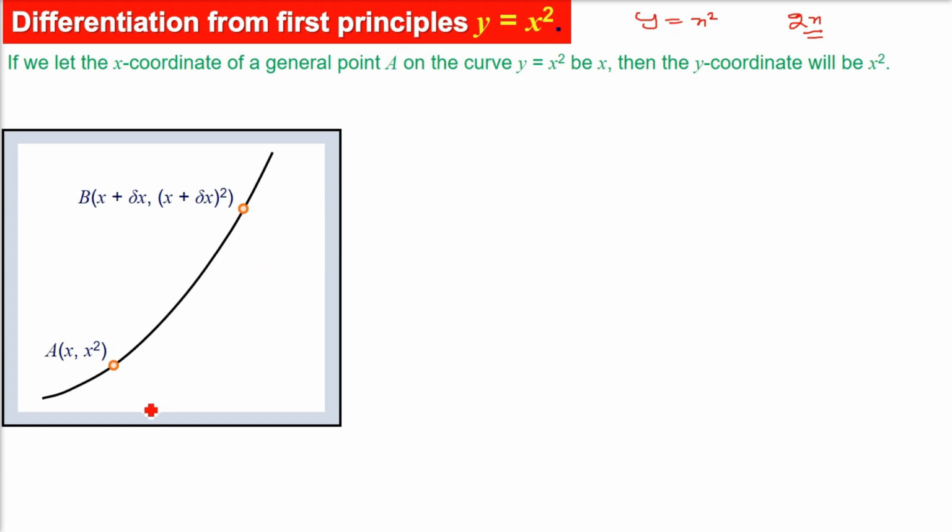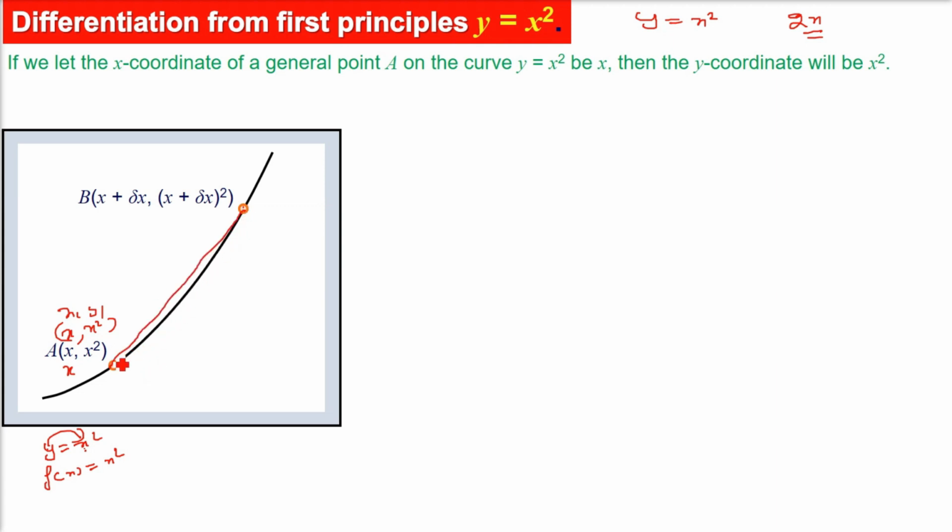Now the same concept we'll do. In order to find the differentiation, we have to find the tangent at that point of the curve. So y equals x square. If x is x, then y will be x square, because y is x square. So we are not writing x1, y1. We are writing x as x, and y is x square.